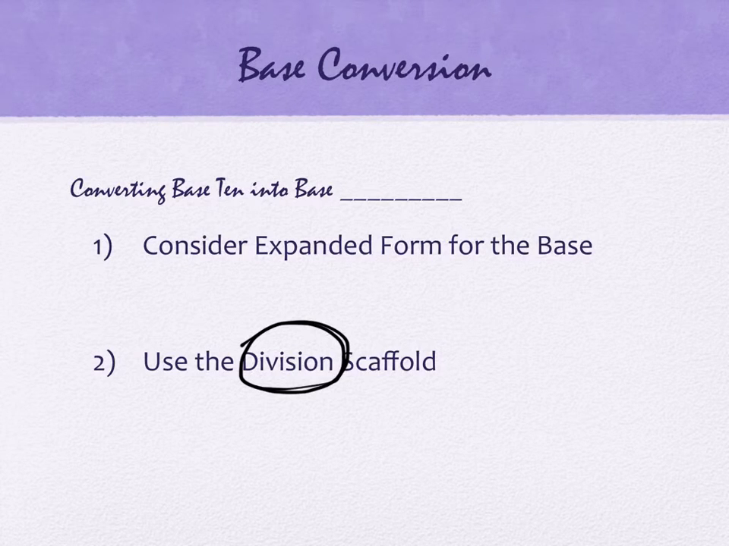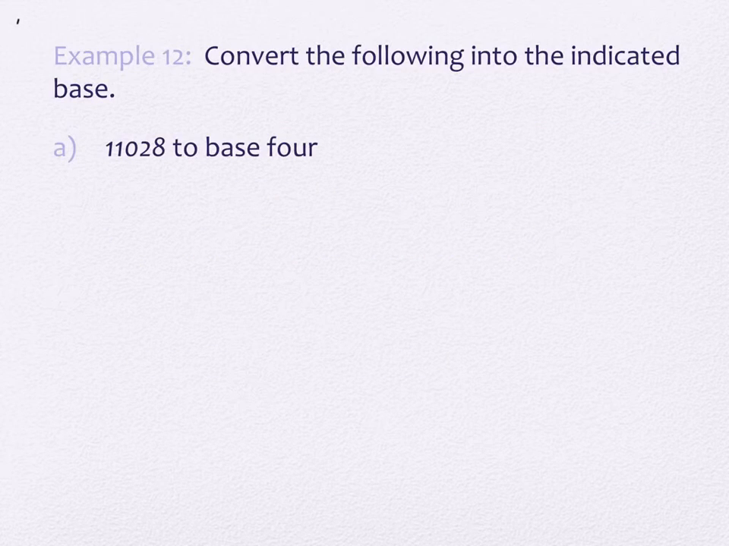So, here's the image you want to have in mind. Somebody comes in and they dump on the floor 11,028 crayons. It's hateful, I know. And you're like, oh my word, there's 11,028 crayons on the floor. Okay? What we're going to do is we're going to put them into groups of certain sizes. That's really what the division scaffolding does, is it puts them into groups of certain sizes. And it depends on the size, depending on the base that we're wanting to use.